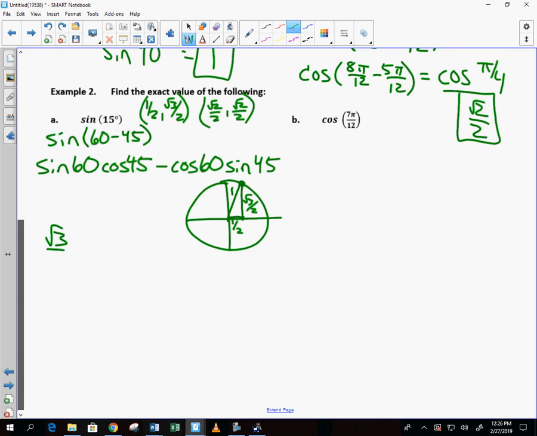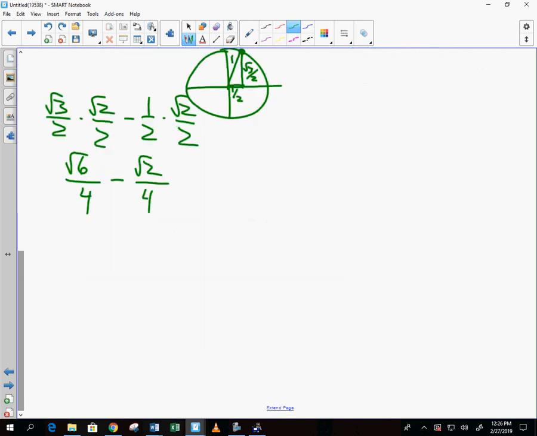So I got the root of 3 over 2 times cosine of 45, root of 2 over 2, minus cosine of 60, 1/2, root of 2 over 2. What's the root of 3 times the root of 2? Over 2 times 2 is 4, minus root of 2 over 4. Hey, look at that. They got common denominators, don't they? So you get the root of 6 minus the root of 2 all over 4.